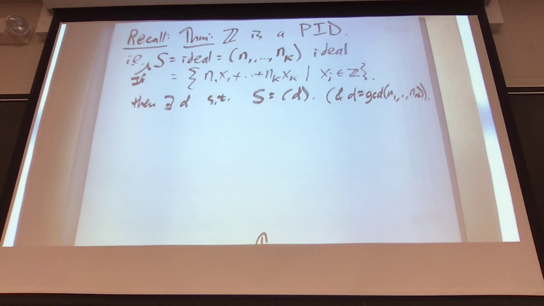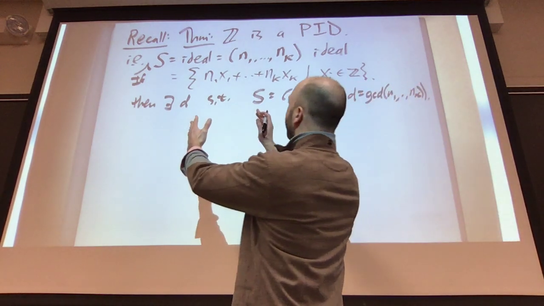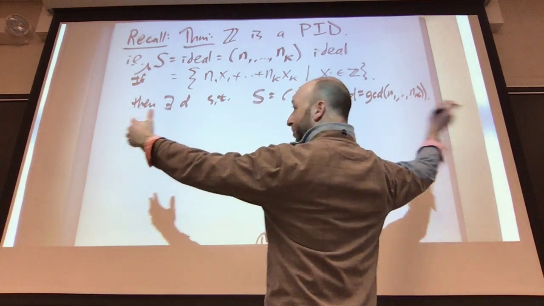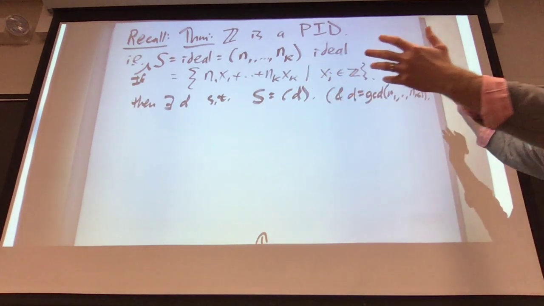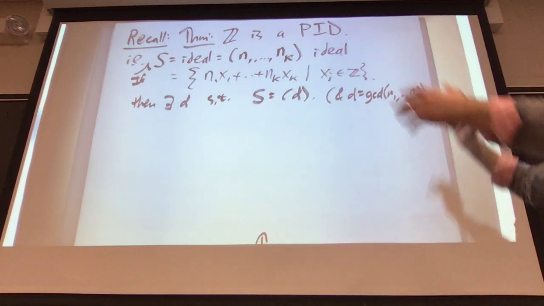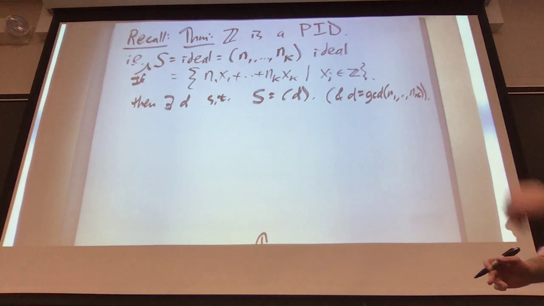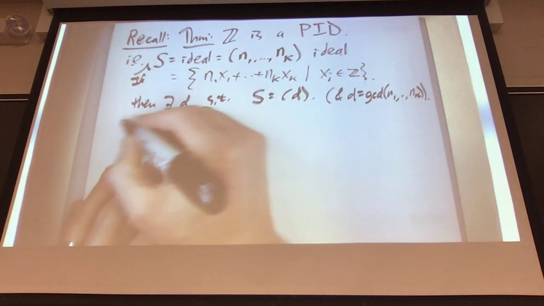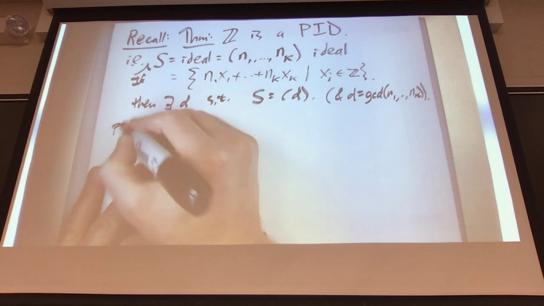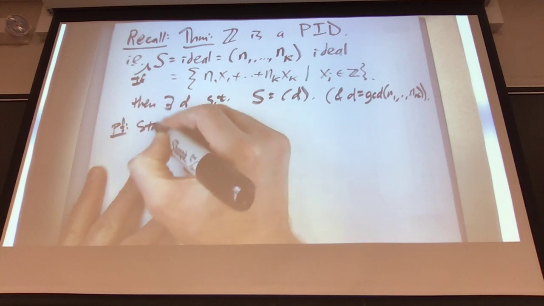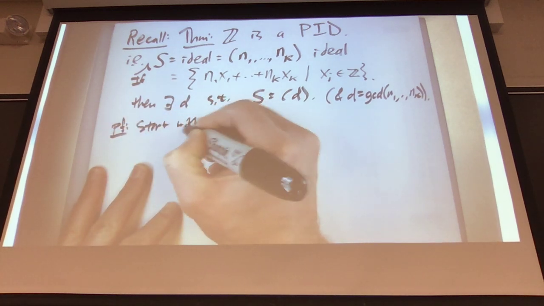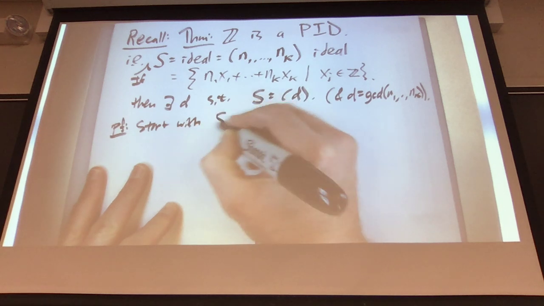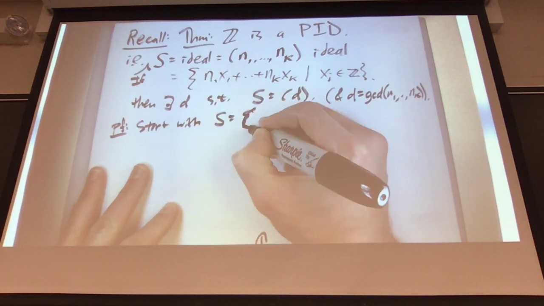Let's start with just an ideal generated by two elements, and then we can recurse from two elements to a finite number of elements to an arbitrary number. Well, there's only countably many integers, so we only need to think about countably generated ideals. But we started with the proof. Start with the ideal generated by n and m.